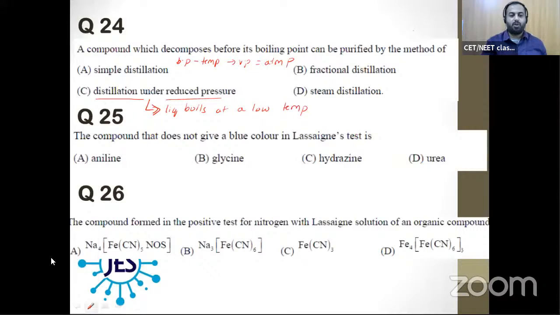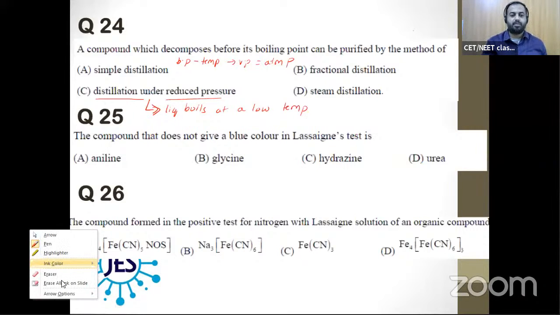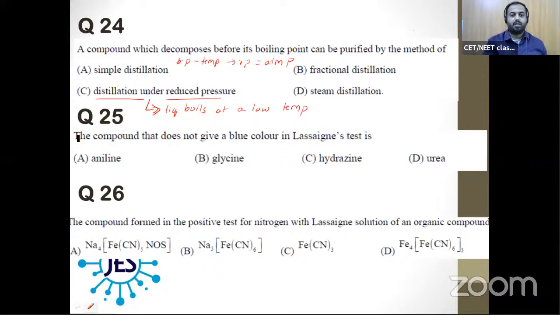Question number 24. Distillation under reduced pressure. Option C. Great.